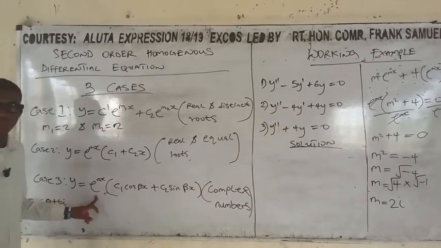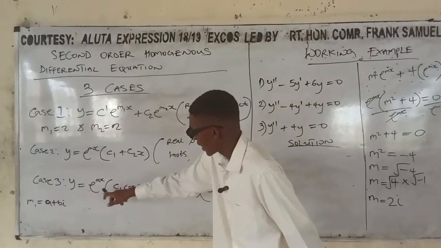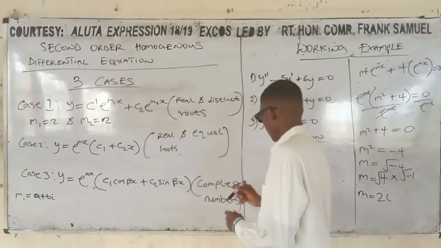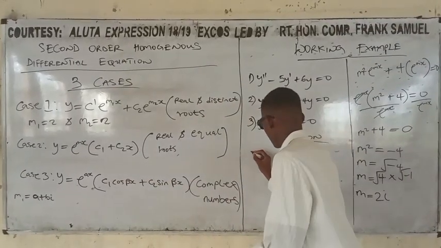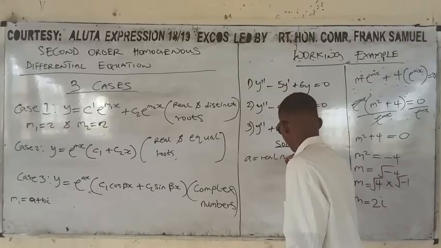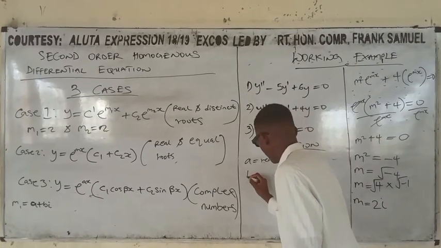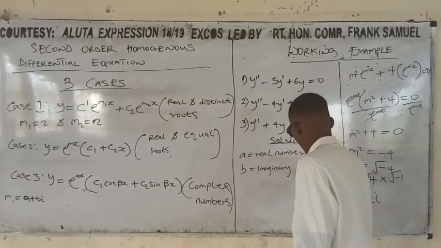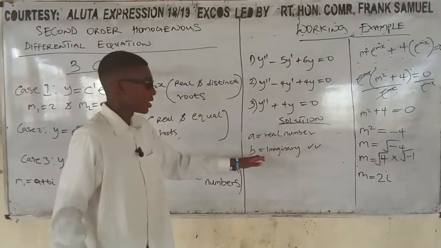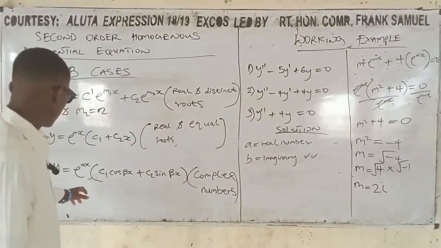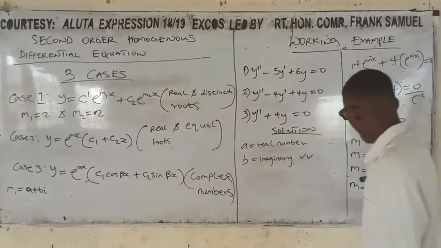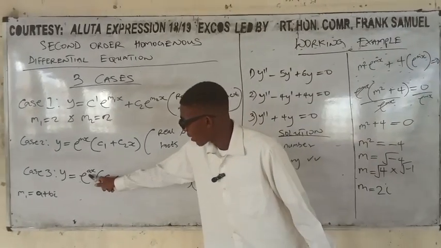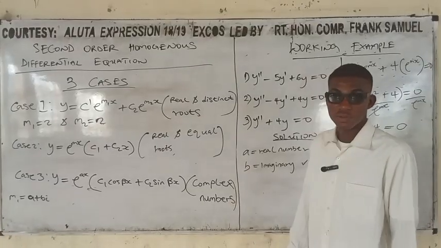So now this is our general solution: exponent ax bracket c1 cos bx plus c2 sin bx. But note, from this general solution, a equals to real number and b equals to imaginary number, right? A is a real number, b is an imaginary number. So from our roots here, we have 2i, and 2i is the imaginary number, there is no real number. So meaning our a for this particular question equals to 0.